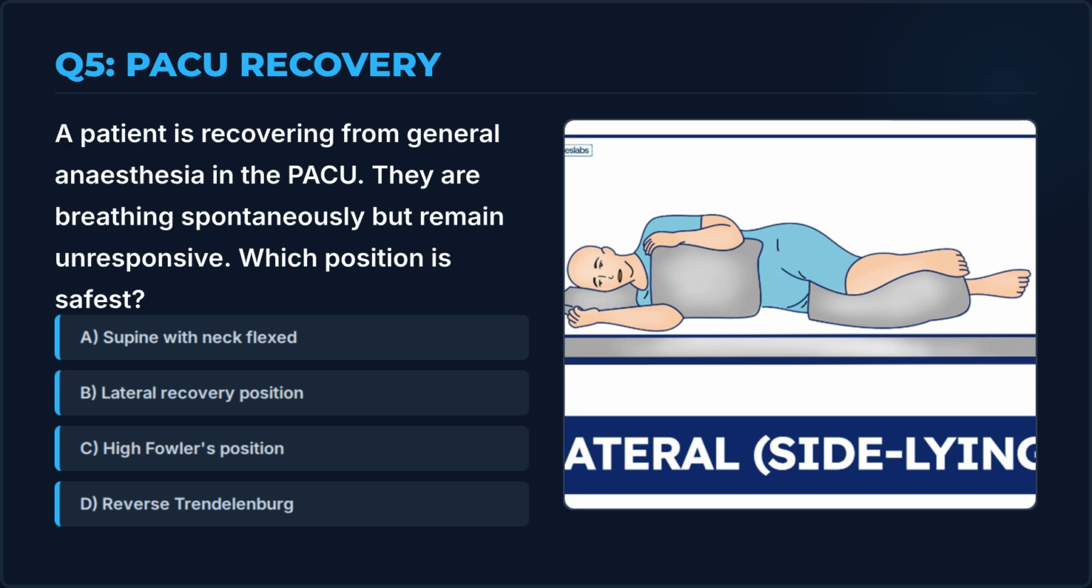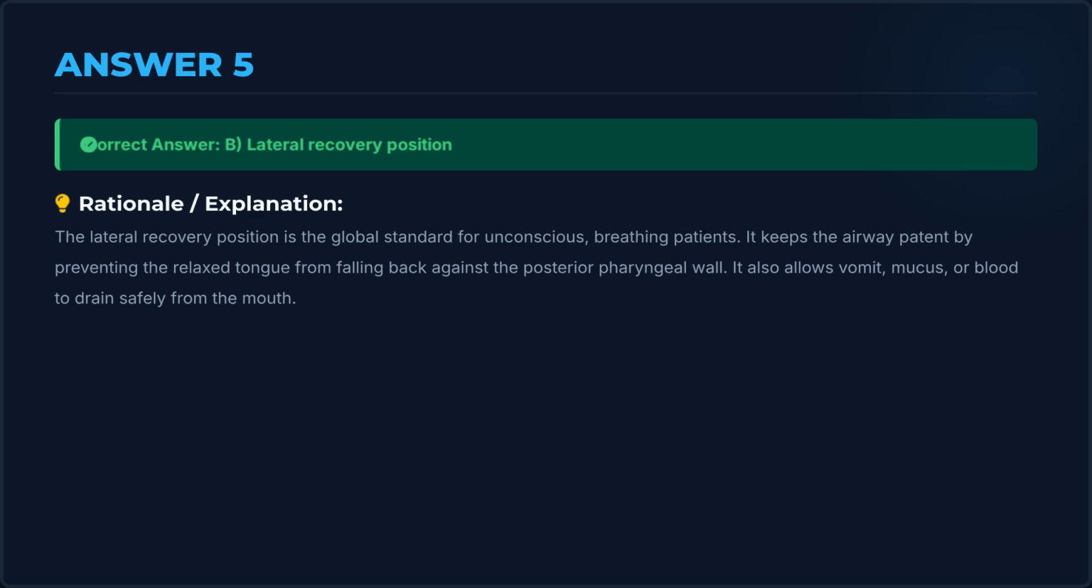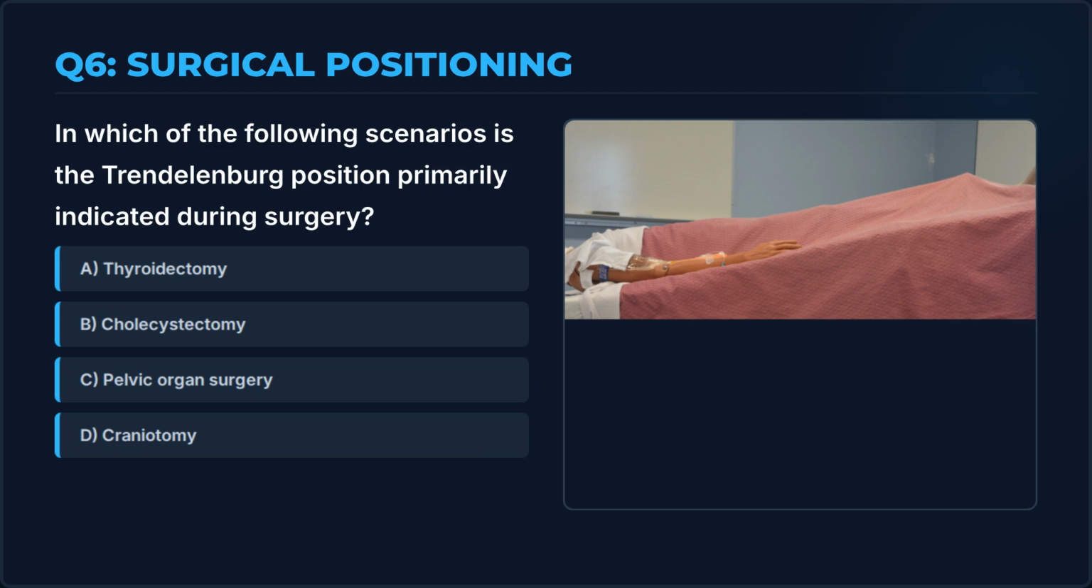Question 5. A patient is recovering in the PACU, breathing spontaneously but unresponsive. Which position is the safest for recovery? The correct answer is B, lateral recovery position. This is the global standard for unconscious, breathing patients, as it keeps the airway open and allows for safe drainage of fluids.